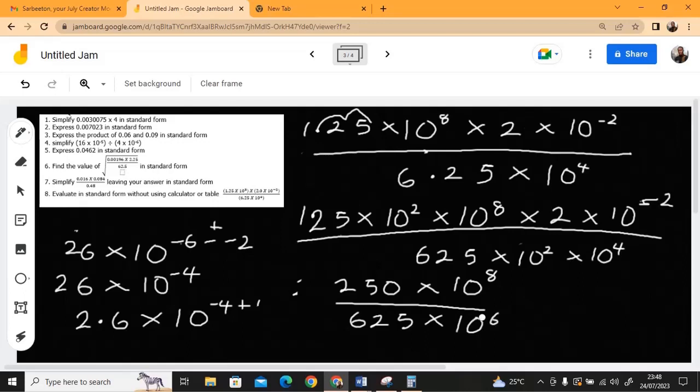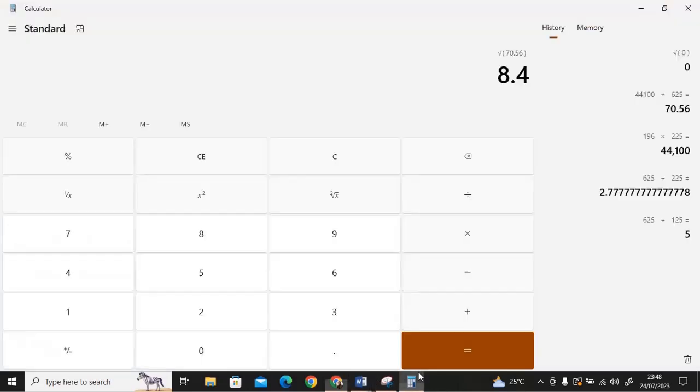So I'm going to use my calculator. 250 divided by 625. Sorry, 625, I made a mistake. You can do that, but you can use the normal method. So that will give us 0.4.